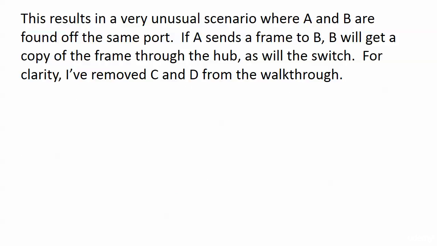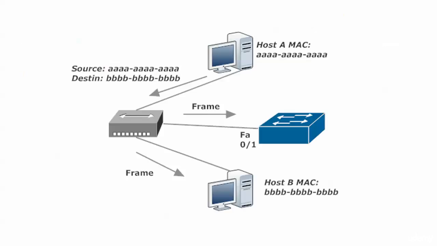Because if A sends a frame to B right now, B is going to get a copy of the frame through the hub, because what is the hub? It's a multi-port repeater, that's all it is. The switch will also get a copy. So what's going to happen now? Well, for clarity, I have removed C and D from the walkthrough, and this is what ends up happening.